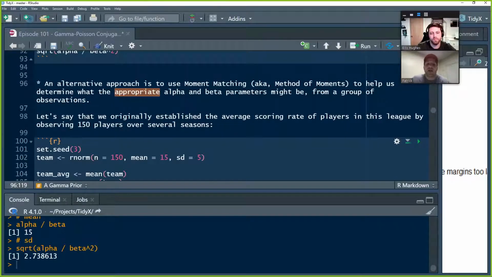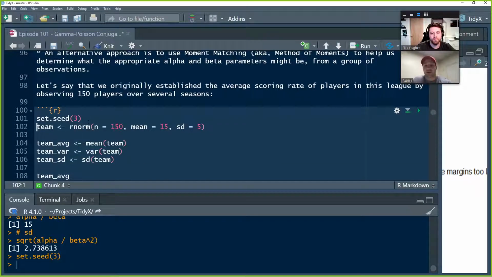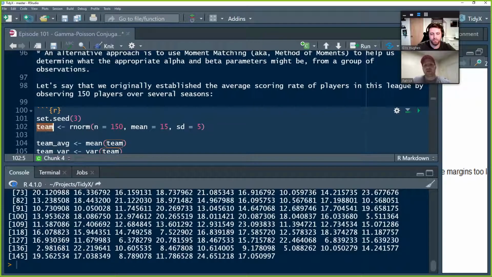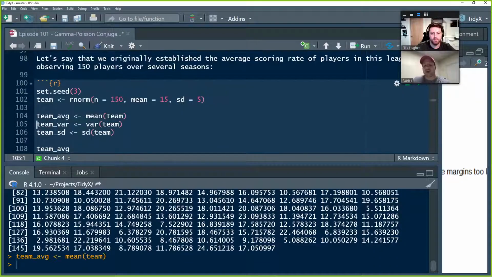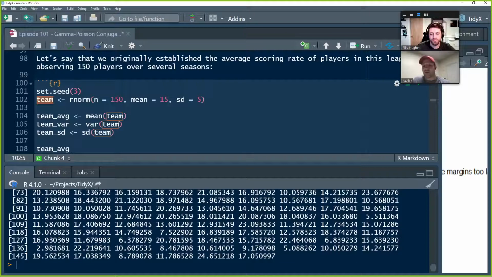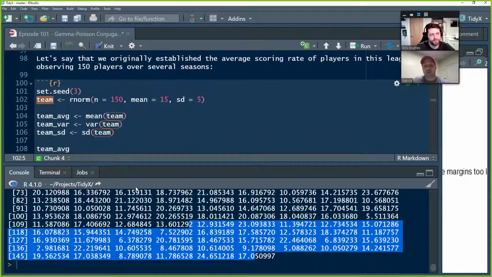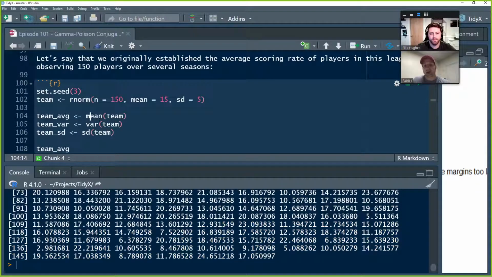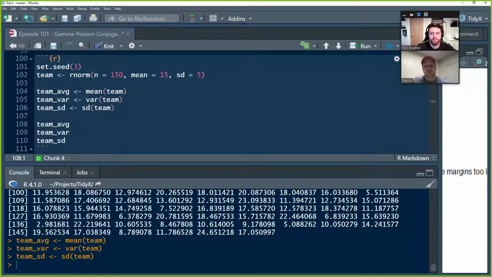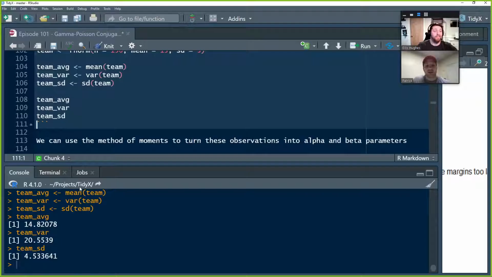So let's say that we've observed the scoring rates of the players in our league, 150 players over several seasons. From those 150 players, we've observed that on average they score 15 points per game with a standard deviation of 5. Now that we've simulated some fake data of 150 players of historic scoring outputs, when we calculate our mean, variance and standard deviation, we get right around 15 and right around 5 as a standard deviation. What we'd expect.